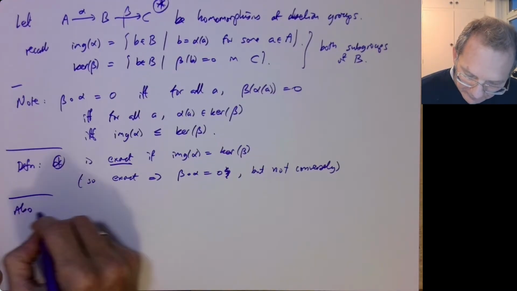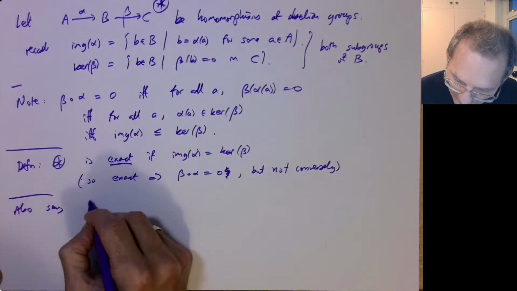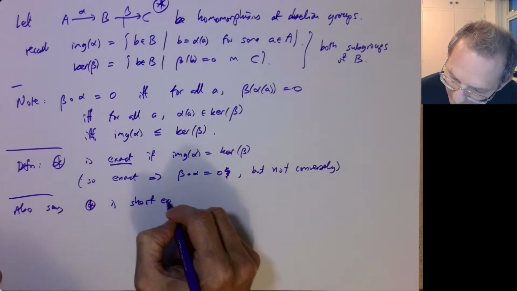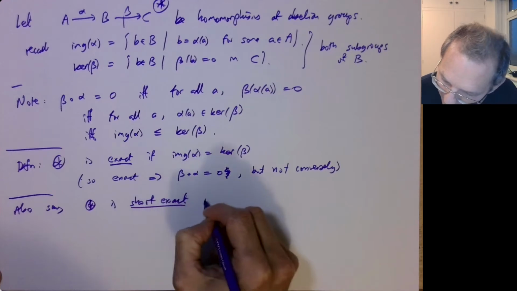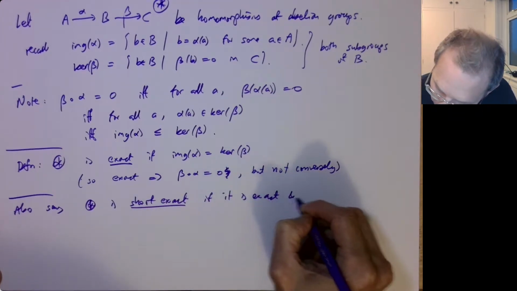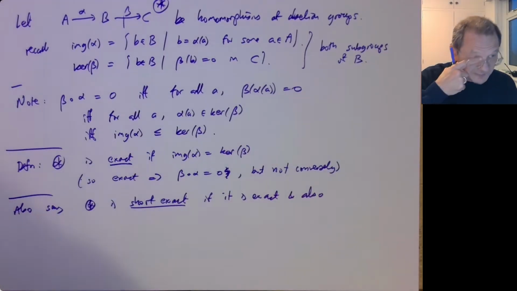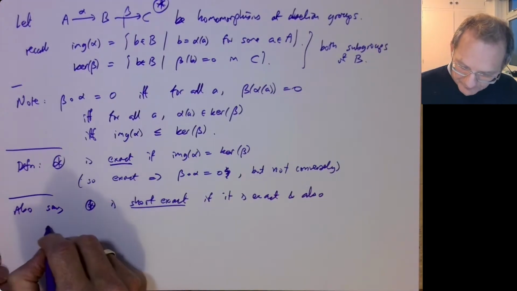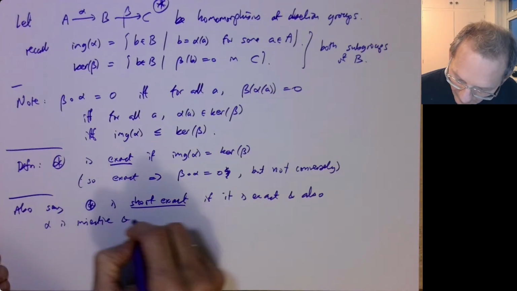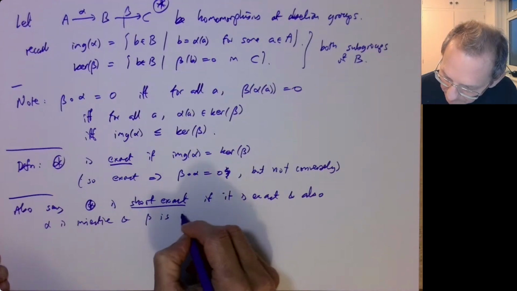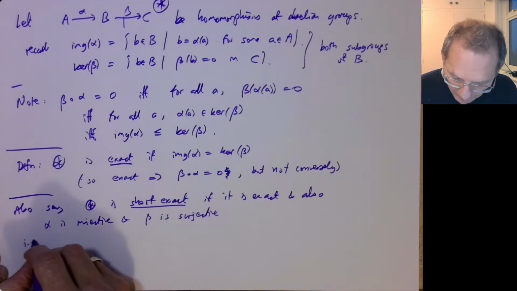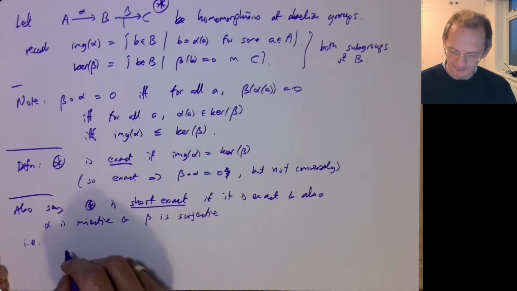Also, we say star is short exact if it's exact, and also we have the property that alpha is injective and beta is surjective. We can rephrase that if we want.